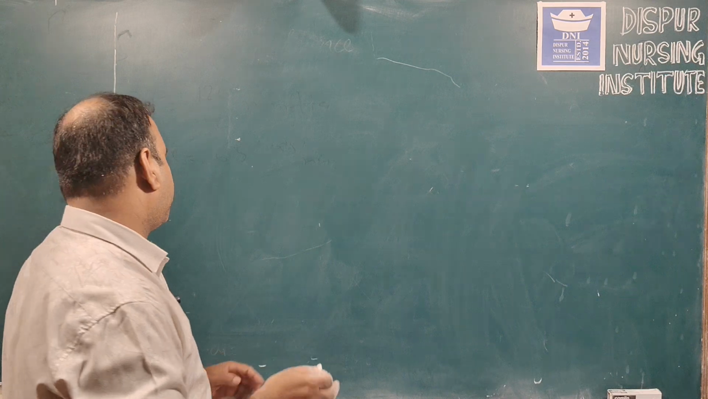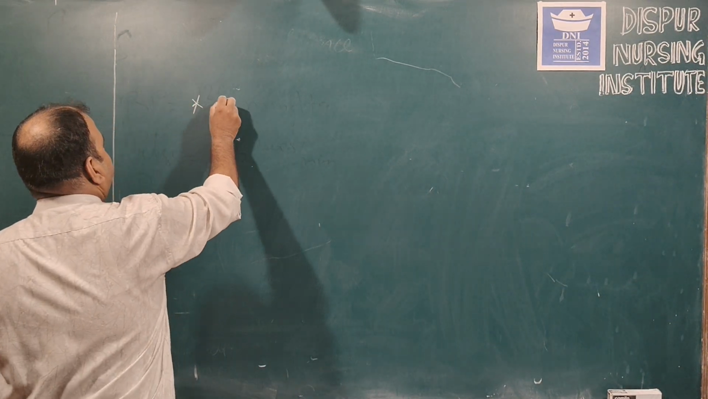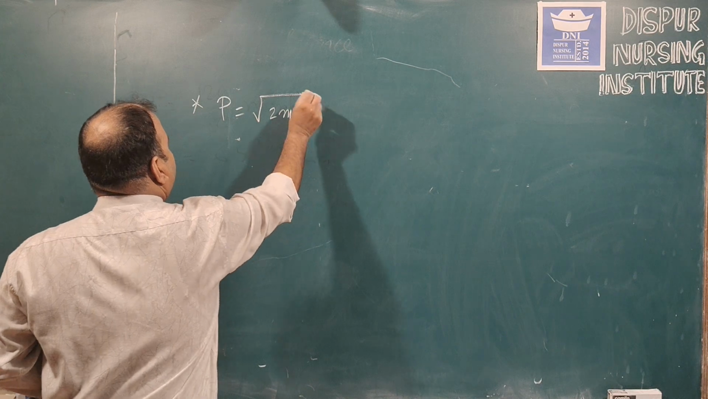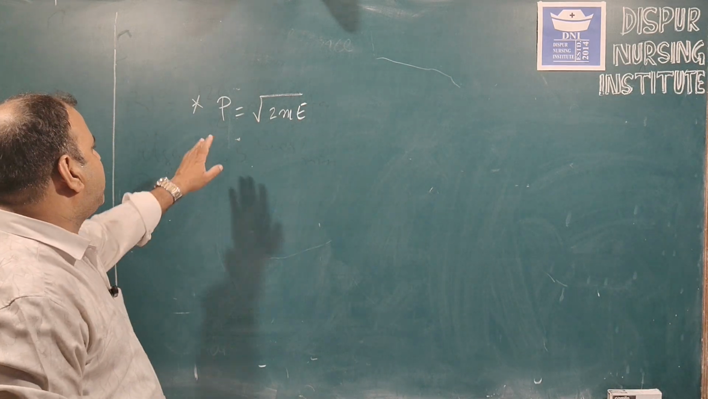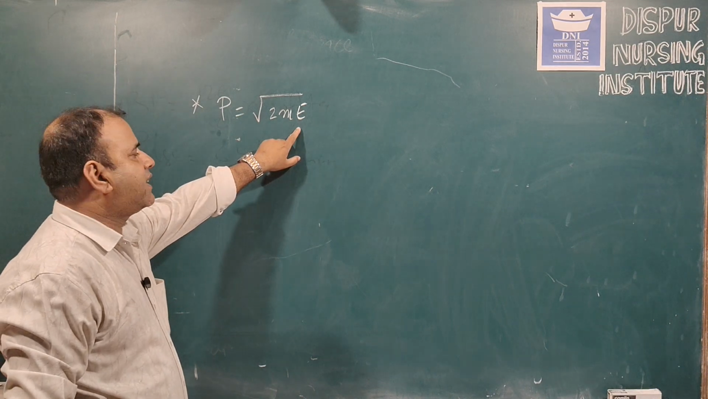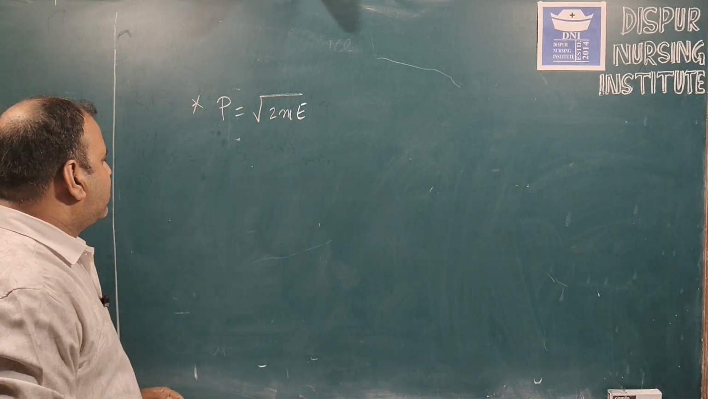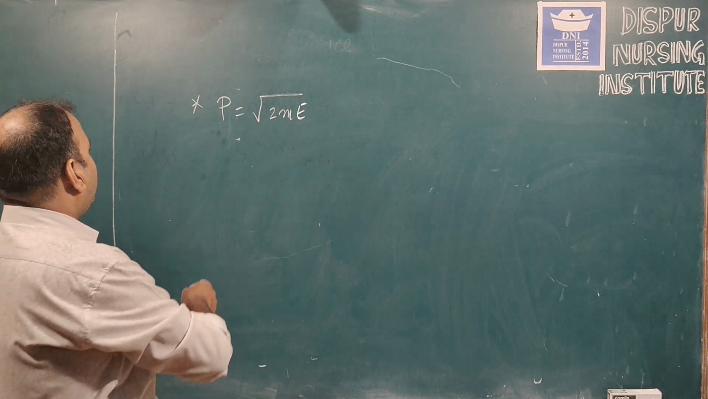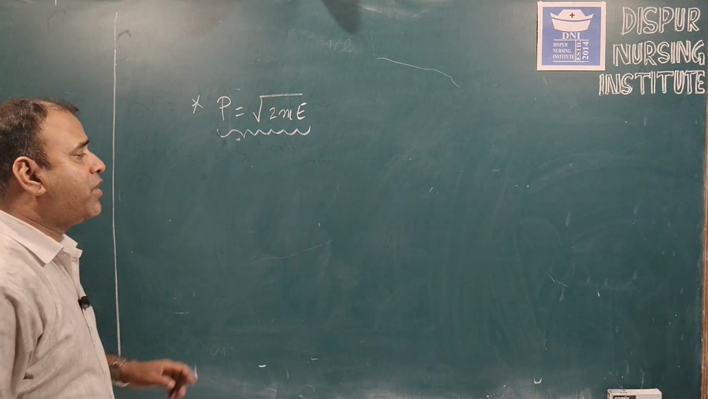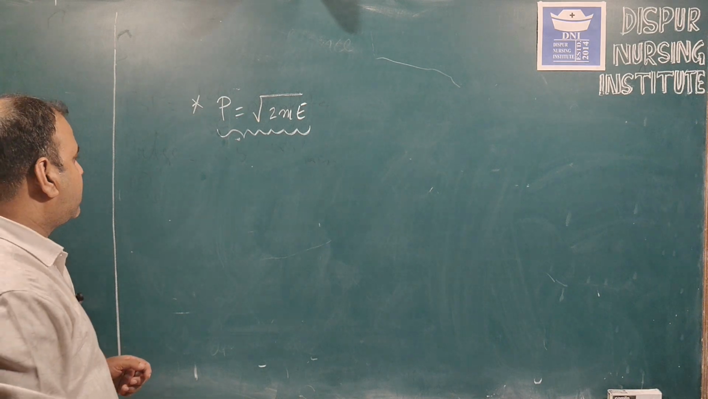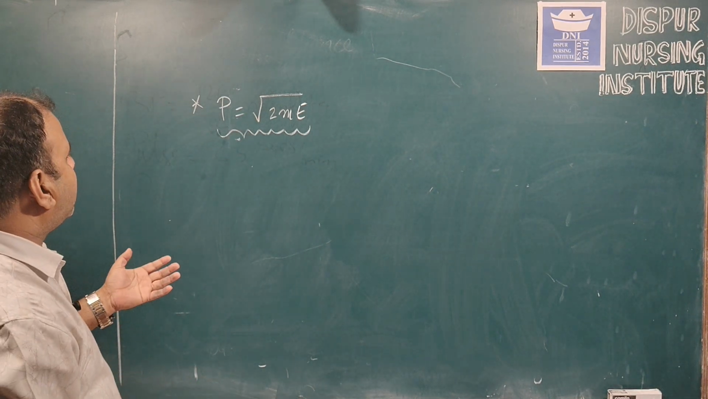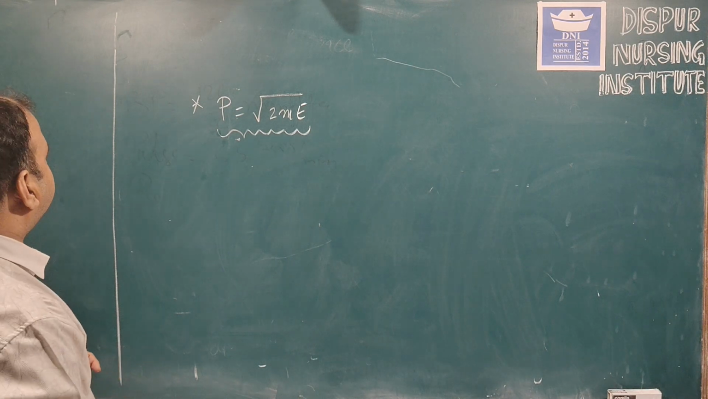One formula I have given: P is equal to under root twice ME. So in this case, P means momentum, E means kinetic energy, and M means mass. So how can we solve numerical problems, and the numericals are very important related to this formula. Suppose I am going to discuss one numerical with this. First you see how the numerical will come in your CEE exam.